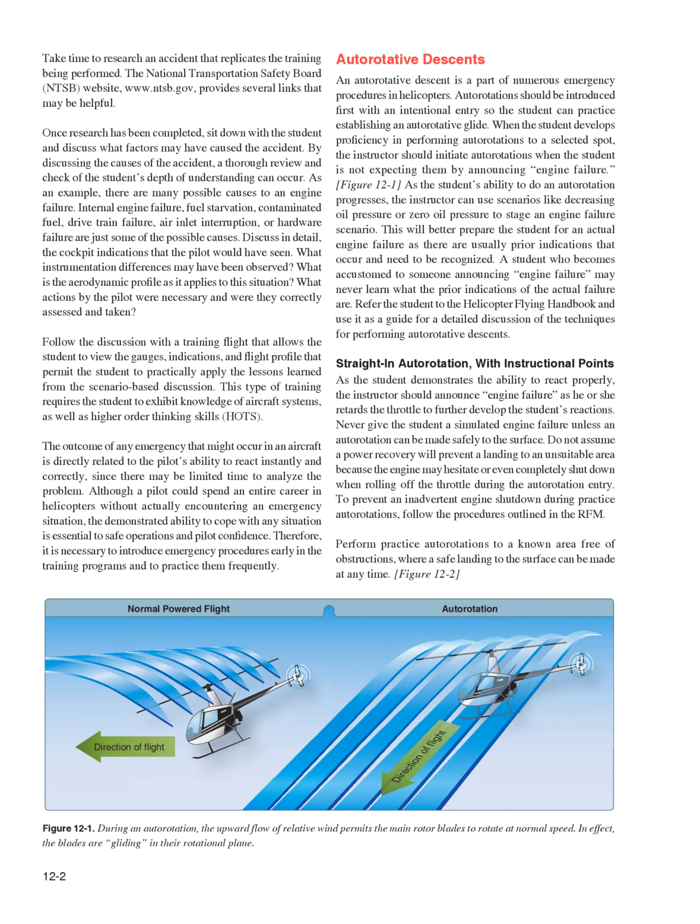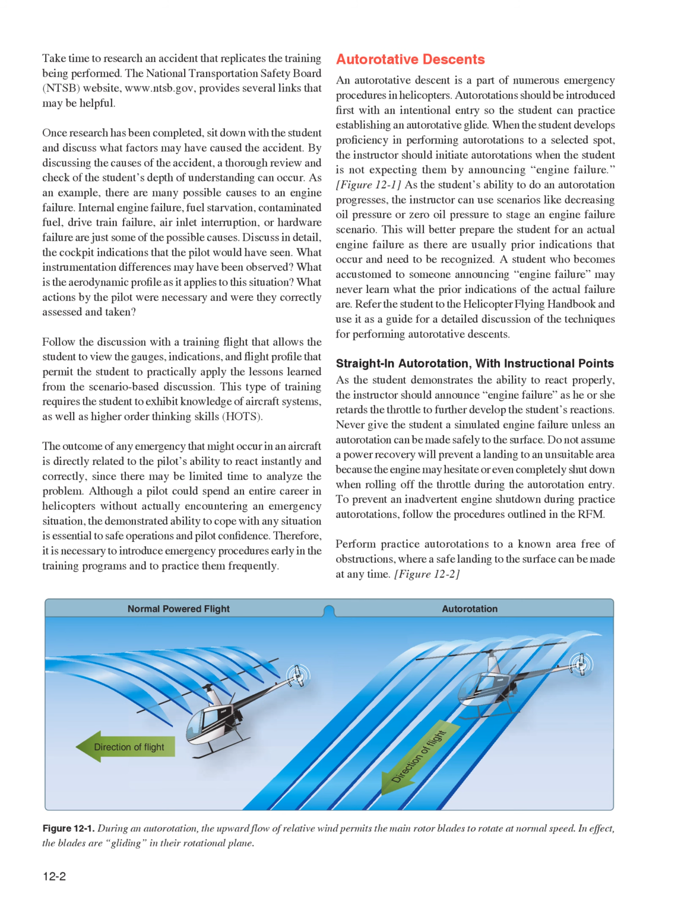As the student's ability to do an autorotation progresses, the instructor can use scenarios like decreasing oil pressure or zero oil pressure to stage an engine failure scenario. This will better prepare the student for an actual engine failure as there are usually prior indications that occur and need to be recognized. A student who becomes accustomed to someone announcing engine failure may never learn what the prior indications of the actual failure are. Refer the student to the Helicopter Flying Handbook and use it as a guide for a detailed discussion of the techniques for performing autorotative descents.